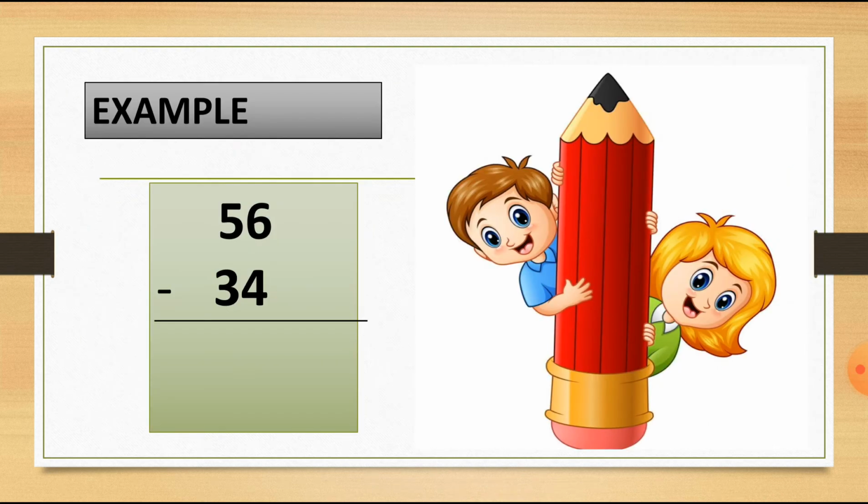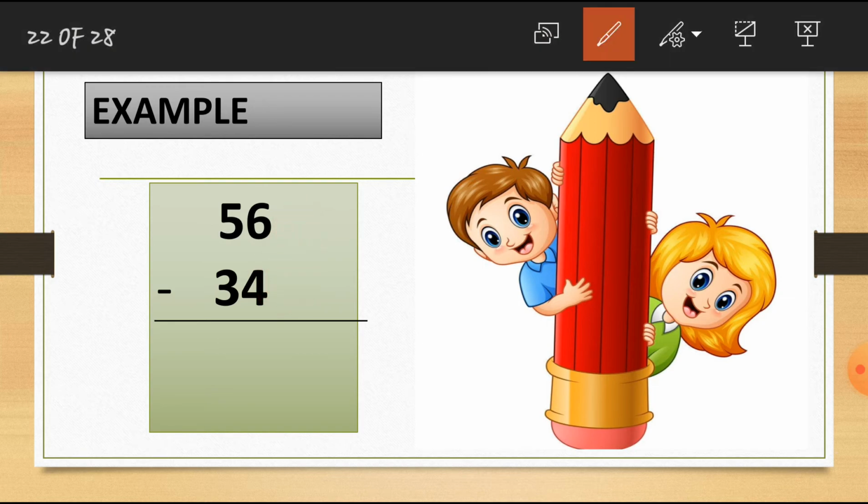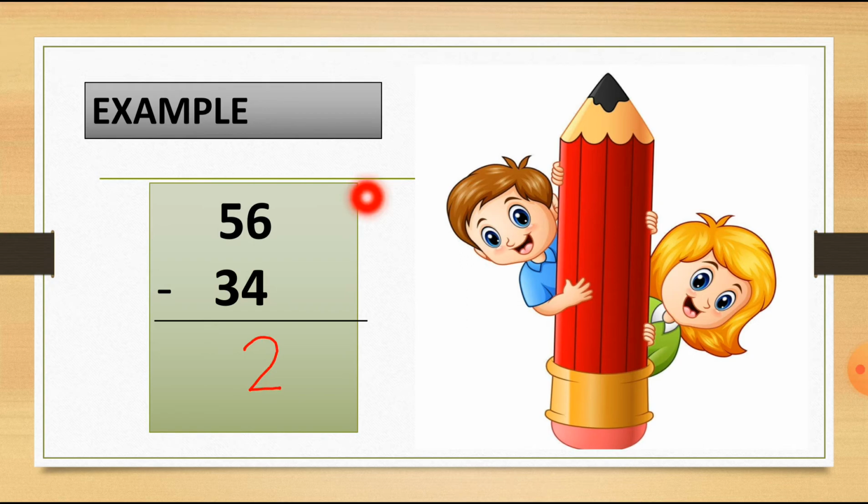In this we are also taking the ones column first. So here is the example first. Here we are taking this ones column first, which is at the right side. So here you can see this is the bigger number than this. So the larger number is at the top side and the smaller number is at the bottom side. So 6 minus 4 is equal to how much? Let's write the answer here. 6 minus 4 is equal to 2. This is the sum without regrouping.